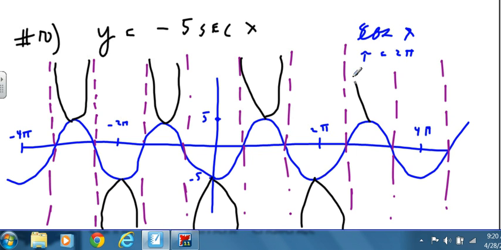And again, your calculator will do that. Make sure you have a big enough window to see the graph, though. How do you do that? Well, you just put in y is equal to minus 5 divided by cosine x. So you change the secant to cosine, and then hit the graph button.